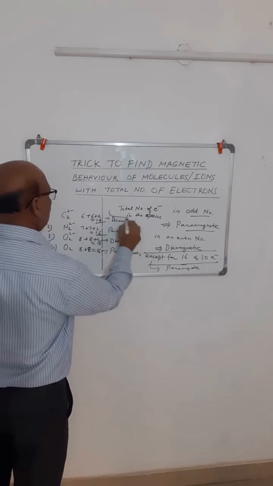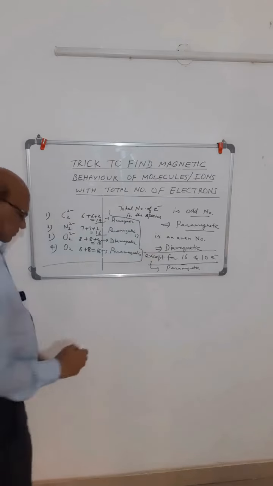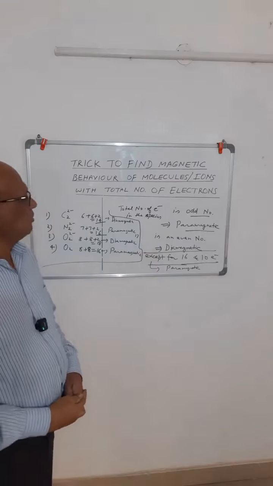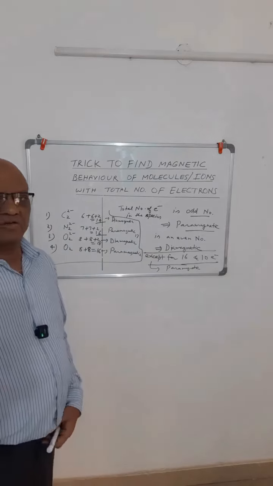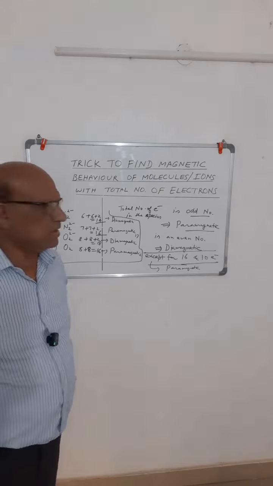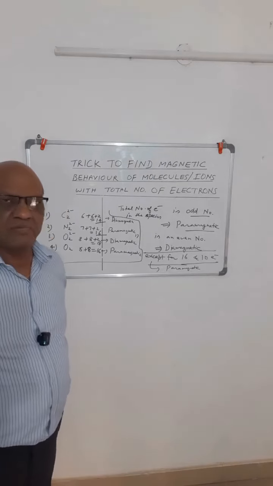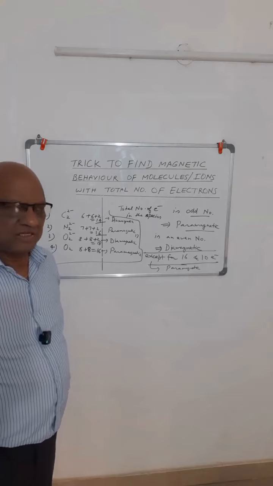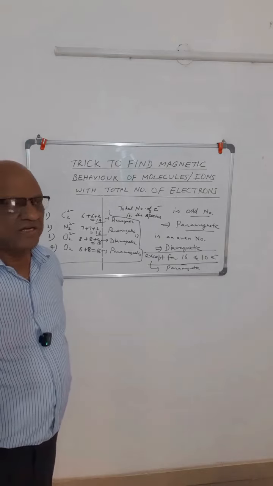Okay, so this is the trick to find the magnetic behavior of a given molecule or ion by finding the total number of electrons. If it is an odd number, then this is paramagnetic. If it is an even number, then it is diamagnetic except for 16 electrons and 10 electrons.